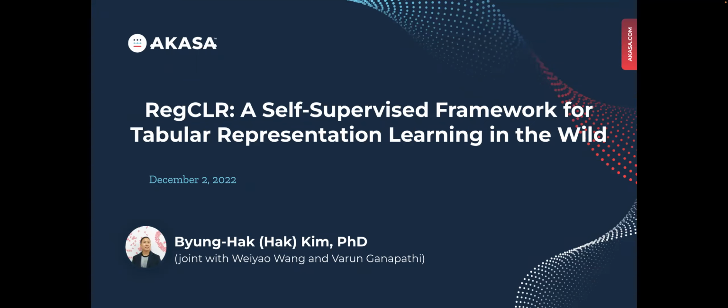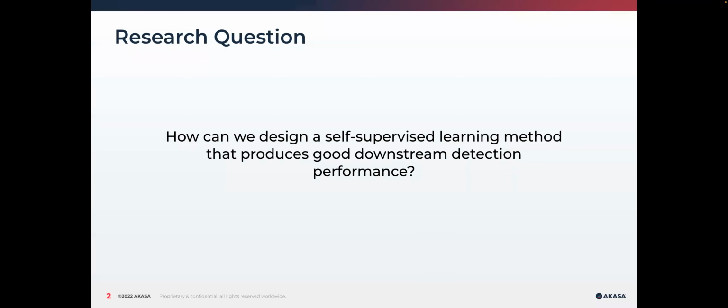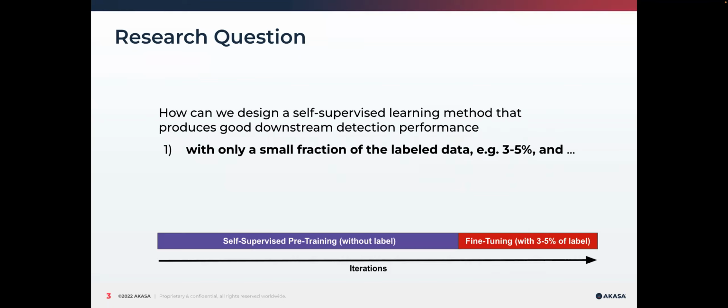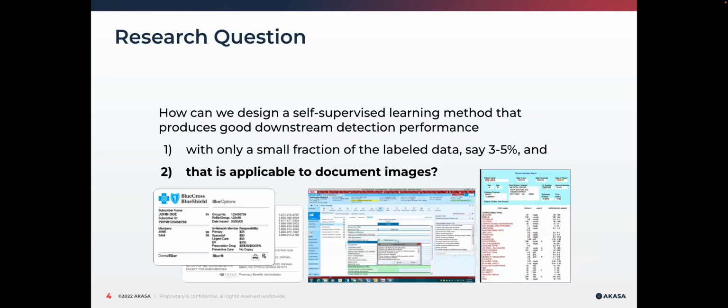In this paper, we'll discuss why existing self-supervised learning methods are struggling when applied to real-world document images and how we can do better. In particular, the research question that we intended to answer is how we can design a self-supervised learning method that produces good downstream detection performance with only a small fraction of the labeled data, say 3 to 5%, and that is also applicable to document images that differ from natural images from ImageNet or the MS COCO dataset in several aspects.